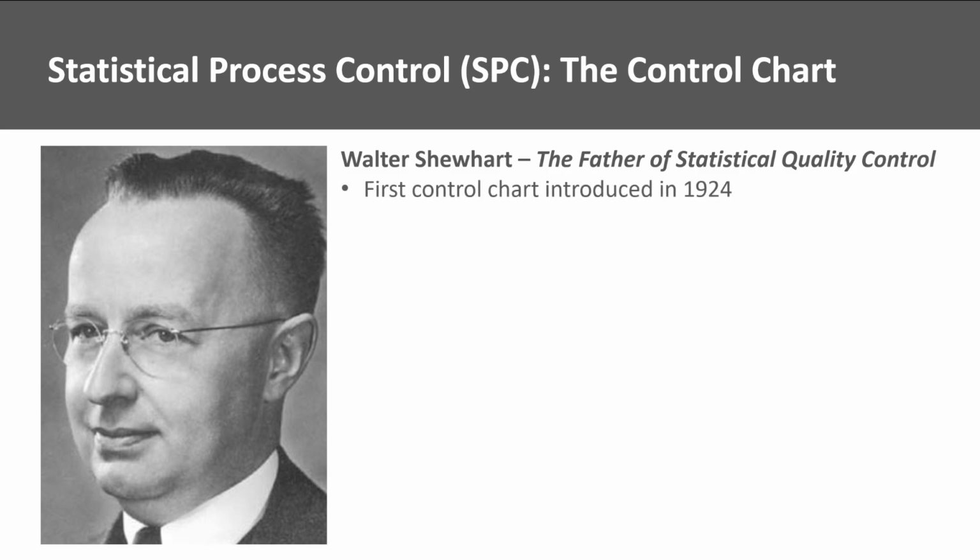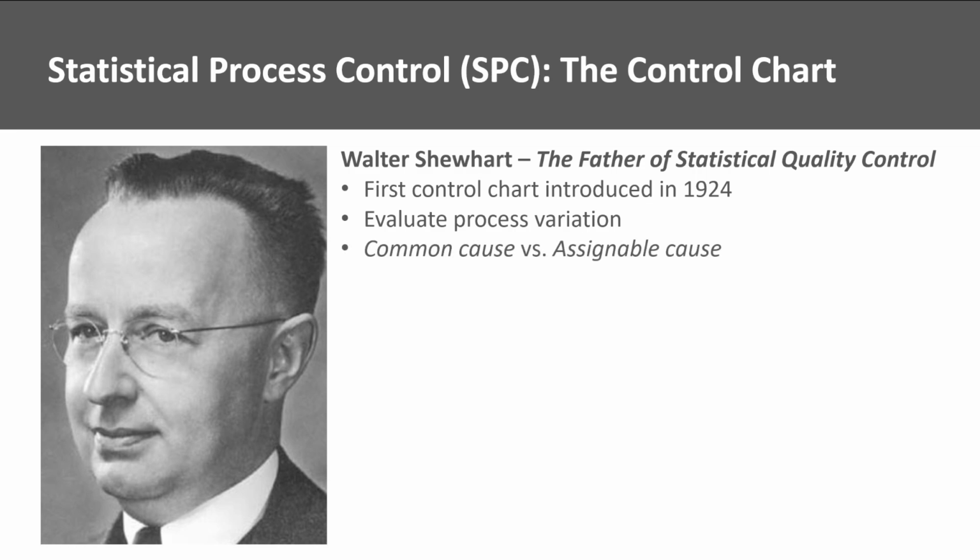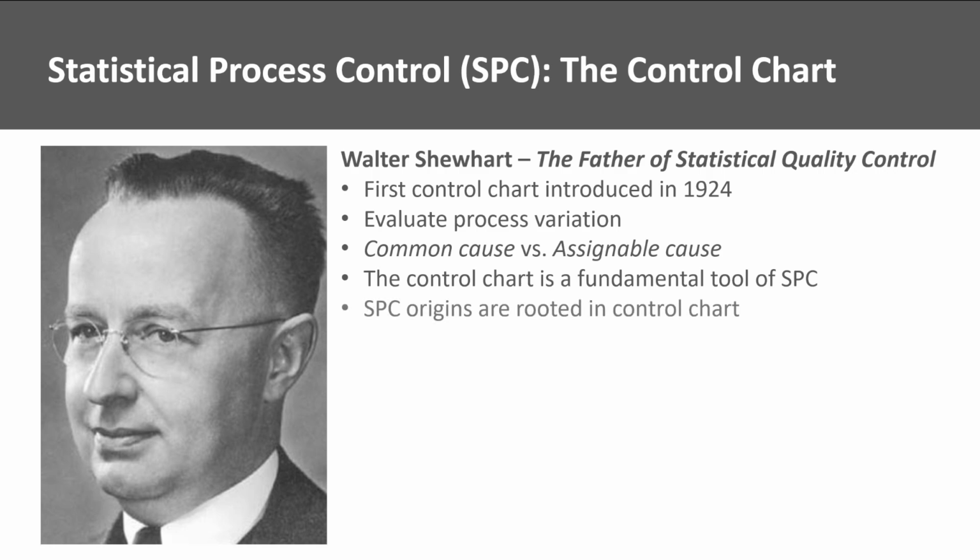This tool allowed managers to evaluate the process by identifying whether variation was common cause, that is, random, or assignable cause, that is, a specific problem. The control chart is a fundamental tool of statistical process control to this very day. In fact, it was the control chart that evolved into the whole discipline and methodology of SPC.